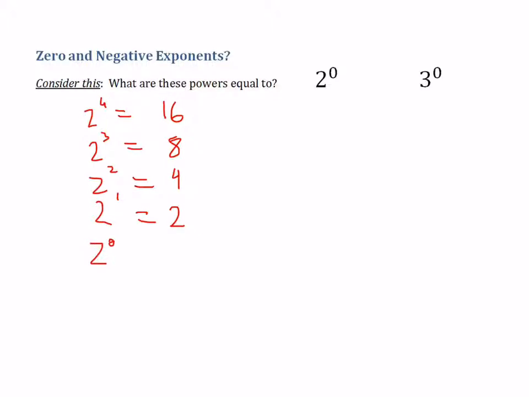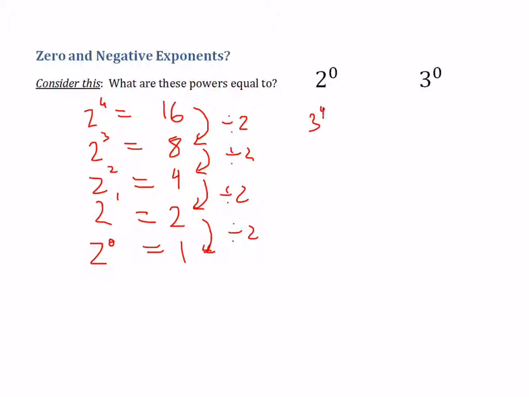Well, if we look at the pattern here, what's happening as we go down? 16 becomes 8. Well, that's just dividing by 2, right? 8 to 4, that's half as much there. 4 to 2, that's half as much. So what has to come next? Well, following the pattern, we divide by 2, and 2 divided by 2 is 1. Well, that's kind of interesting. I wonder if that works with 3.